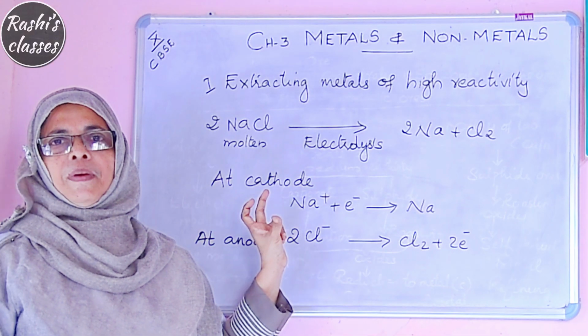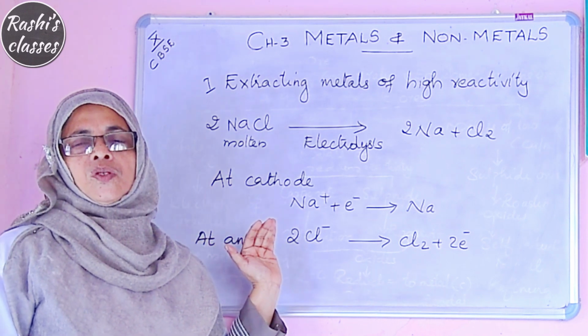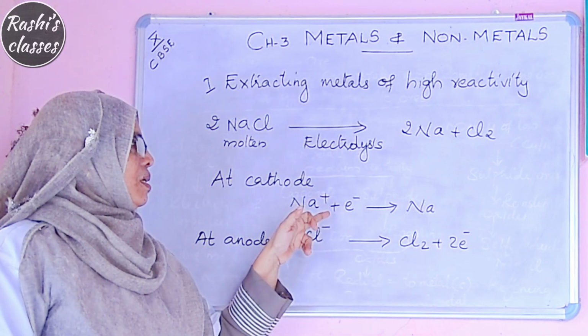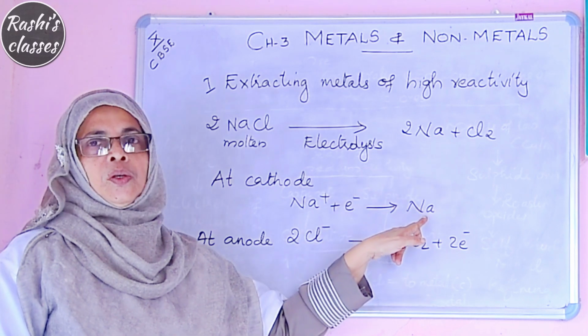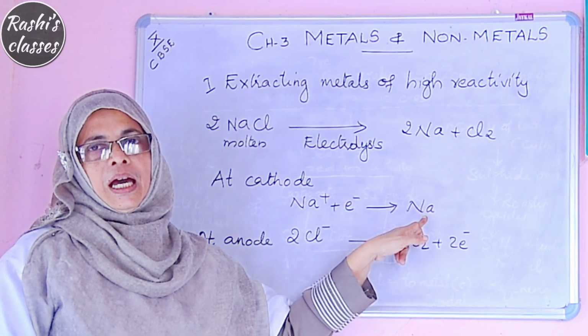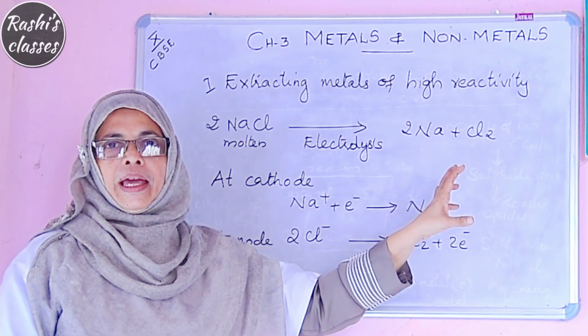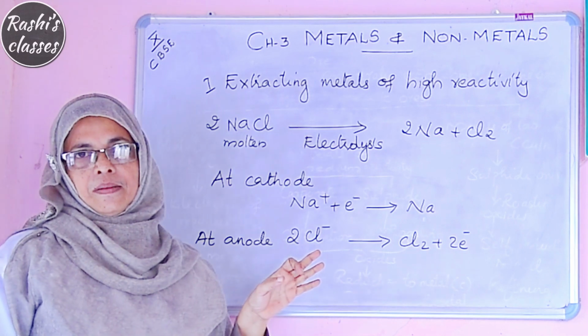What reaction is taking place at cathode? You know, metals are always electropositive. Sodium accepts electrons from the cathode and changes into sodium metal, and it is collected or deposited on cathode. And at anode what happens?